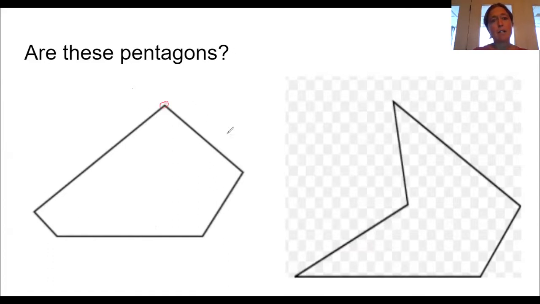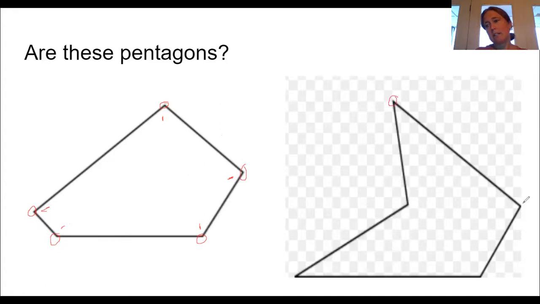It has 1, 2, 3, 4, 5 vertices. Okay, and it has 1, 2, 3, 4, 5 angles. So even though it doesn't look like the other pentagon, it is still a pentagon. This is what's called an irregular pentagon. All right, let's check this one out.